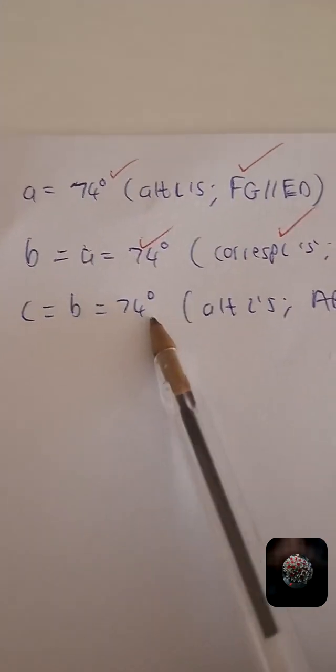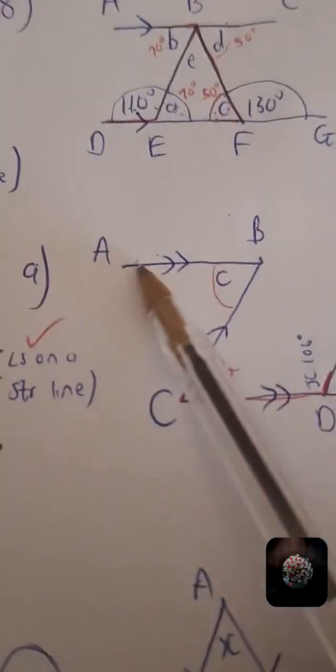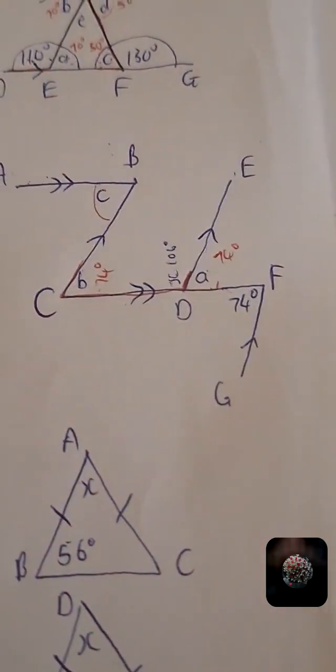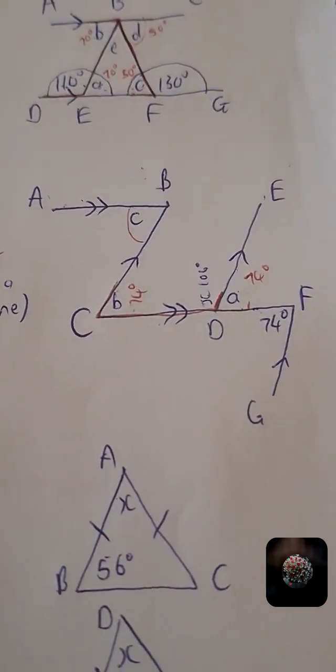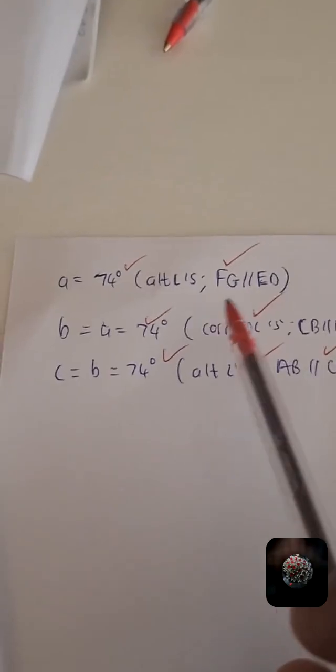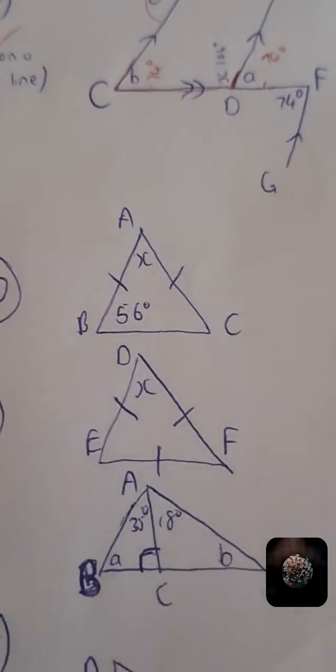C is equal to B is equal to 74, alternate angles, and then the lines that are parallel are AB and CF. AB is parallel to CF. Done. Three statements with three reasons. Straight to the point.